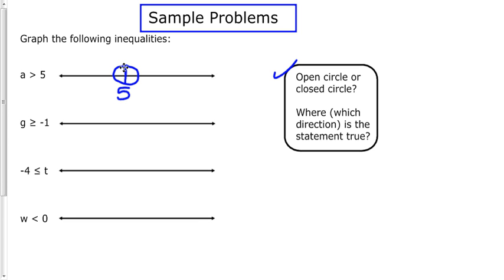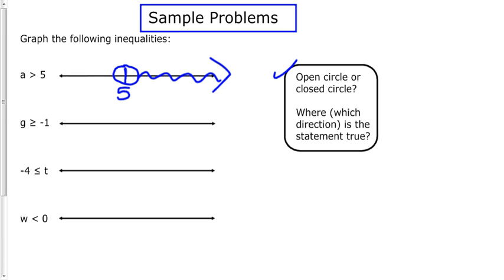And where is this statement true? Which direction do I go? What numbers are greater than 5? That's the question you want to ask yourself. Is 4, which is over here, greater than 5? No. But 6, 8, 10, wherever, greater than 5. Everything over here. So I'm going to make my inequality go to the right.